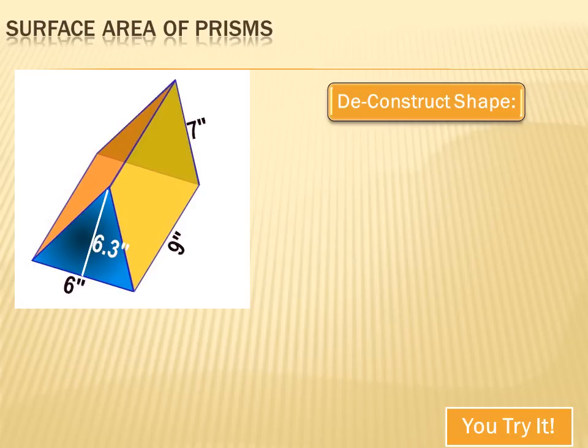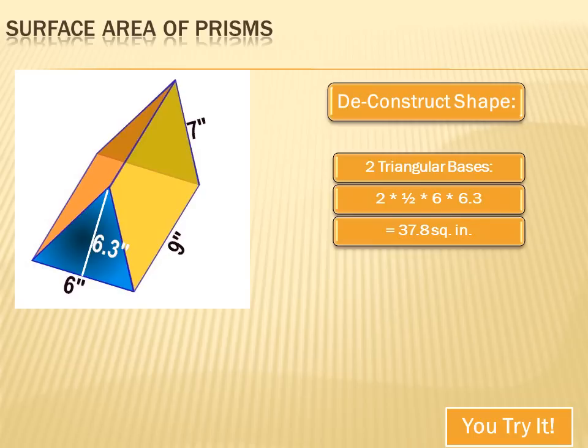And when we do that, we see we've got 2 bases, and they're triangular bases. And the area of each would be the base times the height times 1/2. And there's 2 of them. So it's 2 times 1/2 times the height, or the base times the height. And that totals 37.8 square inches. So we know that the 2 triangles are contributing 37.8 square inches.